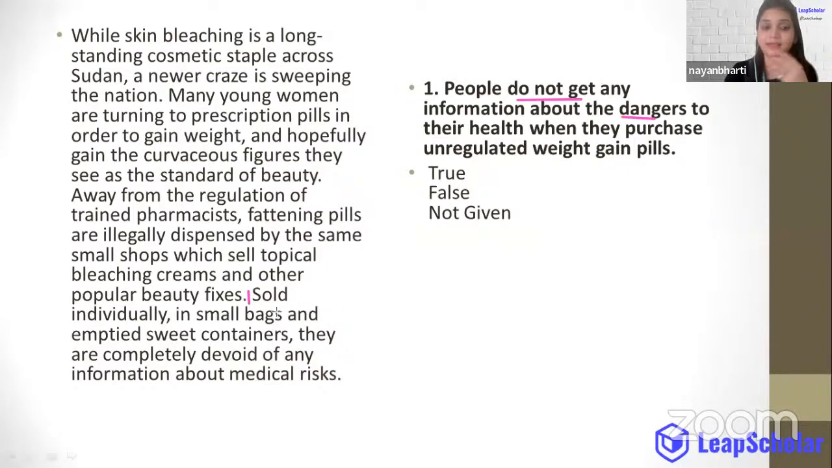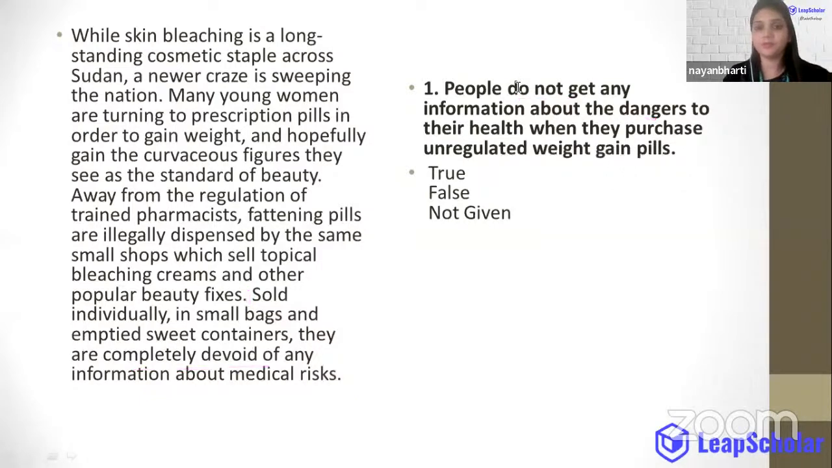Definitely, yep, the last line: sold individually in small bags and emptied sweetened container, they are completely devoid of any information about medical risk. So whether this information is matching or contradictory, what do you think? Completely devoid means they are not aware of the medical risk. You cannot find the exact similar word for medical risk, that is a danger word, right? Completely devoid means do not get the information. So what will be my answer, guys? True, right? Okay, fine. So my answer for this question is going to be true.